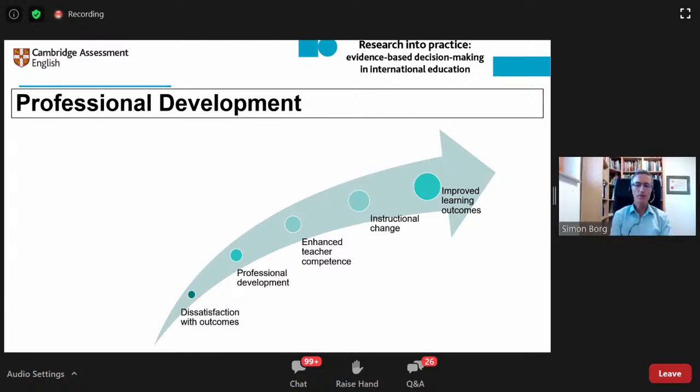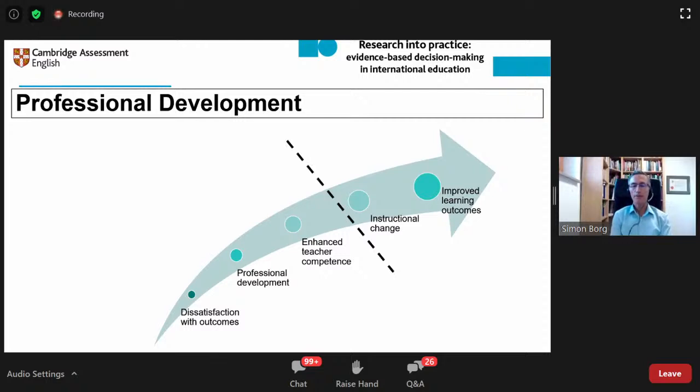The response to that dissatisfaction is to say, we need to improve the quality of the teachers, and the strategy for doing that is some form of professional development initiative. As I said, the expectation is that will lead to improvements in teacher competence, which will in turn lead to instructional change, so positive changes in what teachers do in the classroom, and ultimately to improved learning outcomes. That's a fairly standard sort of flow chart for the sort of model of thinking that is followed.